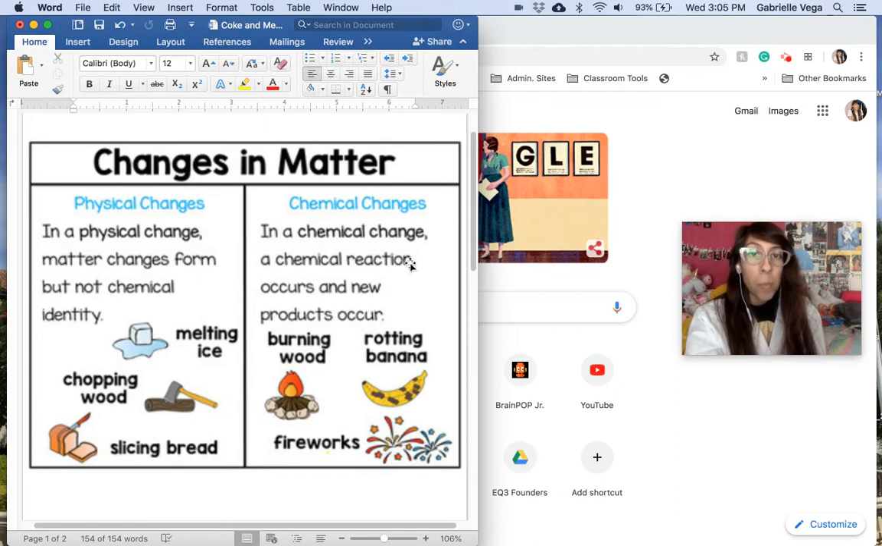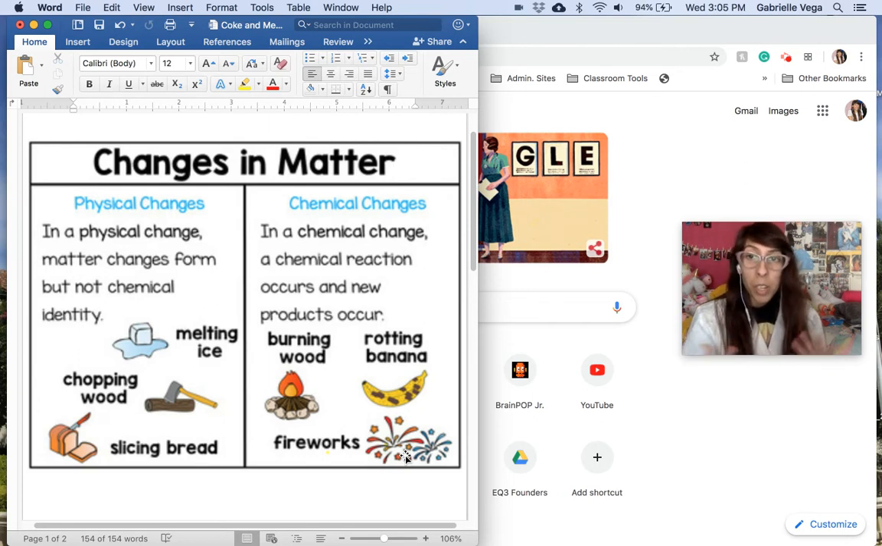In a chemical change, a chemical reaction occurs and new products occur. So when we're burning wood or we see a rotting banana or fireworks, this is where the material not only changes shape, but it also changes what it is. So remember, a chemical change cannot be undone. Once that change is made, that material will no longer look or be what it was before.